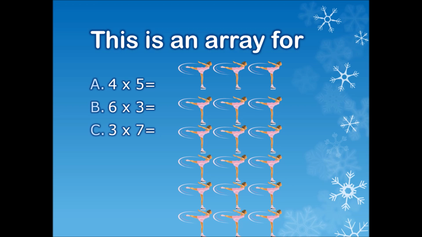This is an array for A, 4 times 5, B, 6 times 3, or C, 3 times 7. Looking, I can see that there are 1, 2, 3 columns going up and down, and there are 1, 2, 3, 4, 5, 6 rows going left to right. So my answer should be 6 times 3, which is B.